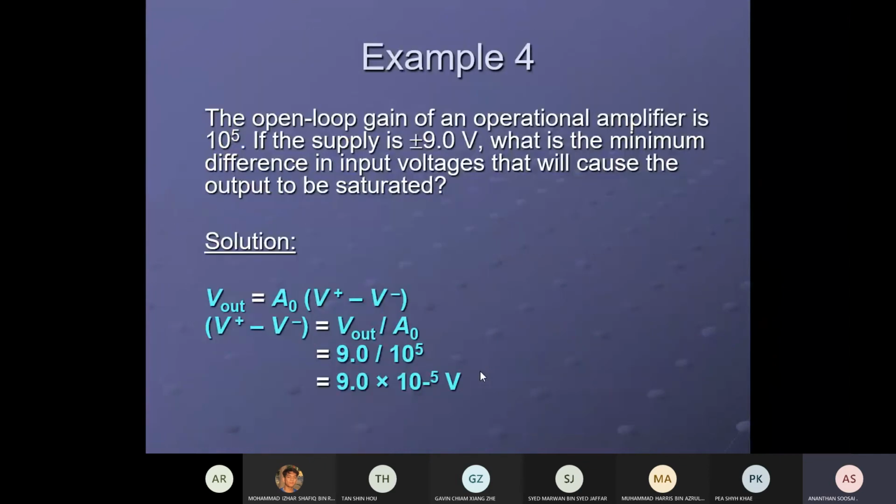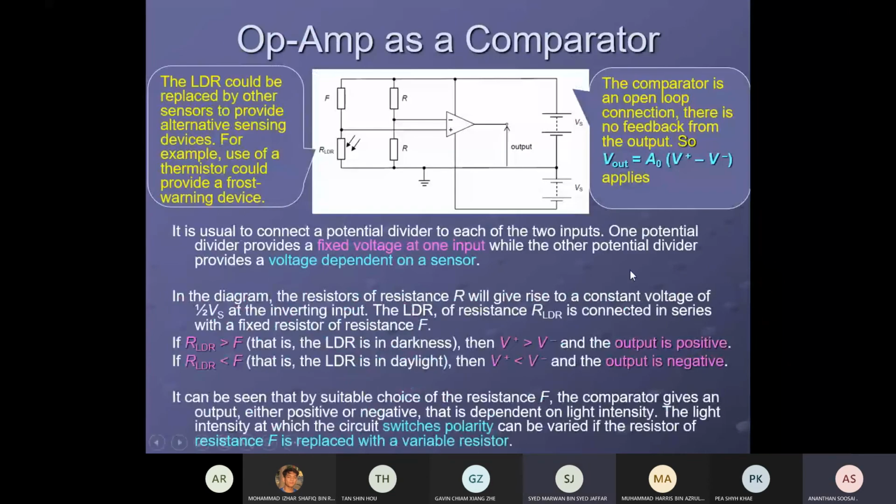Any questions up to here? Okay, now we go into the last part for today, the last slide. This already takes the two departments together: the sensor connected to the brain, the operational amplifier. This is how the sensor will be connected to the operational amplifier.